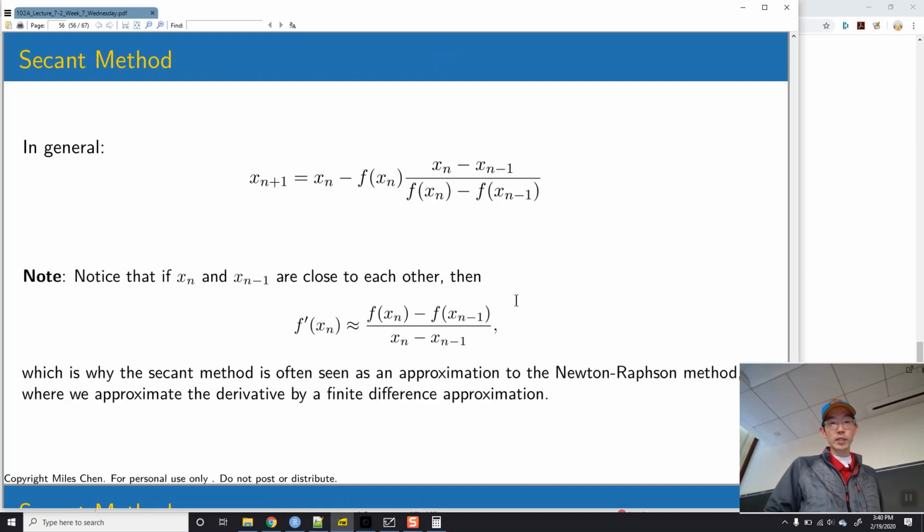Okay, so just more generally, we can say the next iteration value is our current value, and then the difference between xn and the previous value, and then f of xn minus f of the previous value as well. Okay, and so you can apply the secant method to do this, and you can avoid taking derivatives in the first place, right?